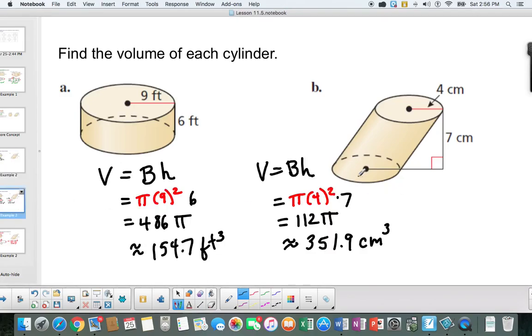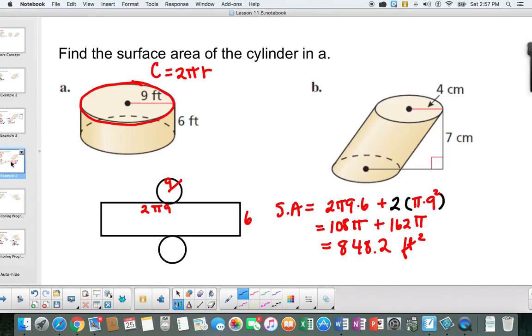Now, remember Cavalieri's principle, even though this is leaning, it's going to have the same volume as a cylinder that's standing straight up like this, where we use 7 again as a height and 4 as the radius.